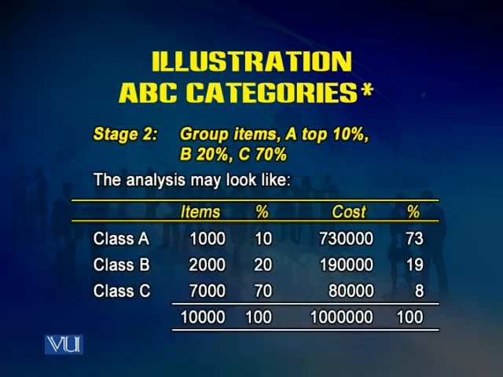Now if you look at stage 2 on the slide, here the top 10% of the items were grouped together, and from our example of 10,000, there will be 1,000 items there as 10%, and the cost estimated of those 10% is 730,000 out of a total of 1 million. So 73% of the total cost lies in 10% of the items.